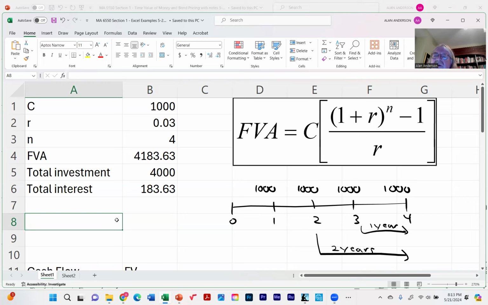Okay, so I hope you find this interesting. It's certainly useful. I mean, you may actually own bonds and you may not even realize it in your own retirement accounts.